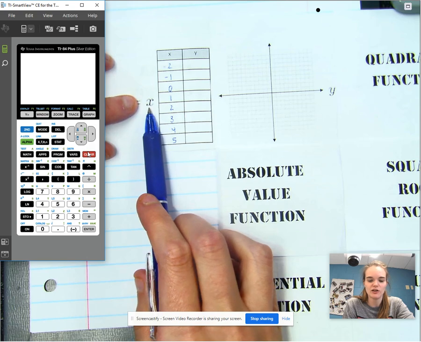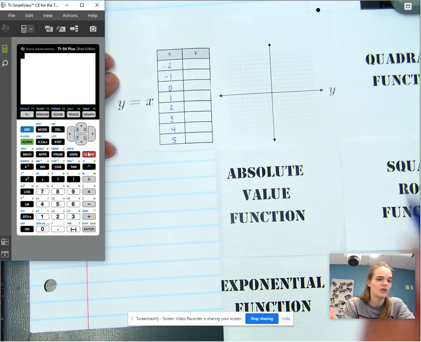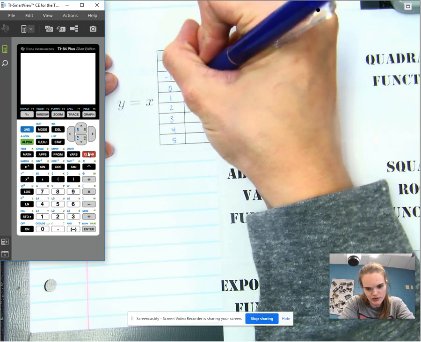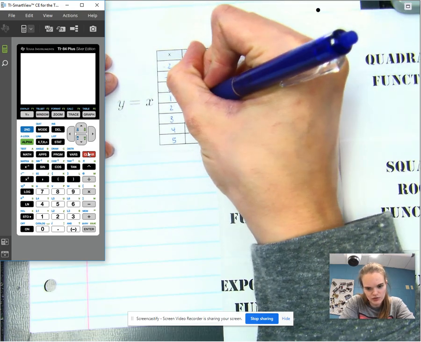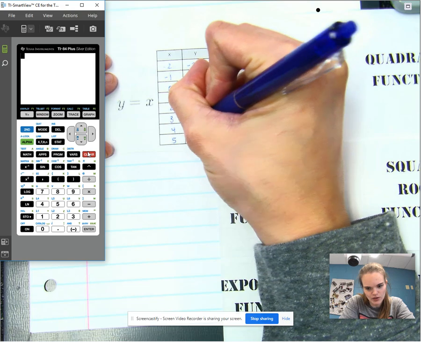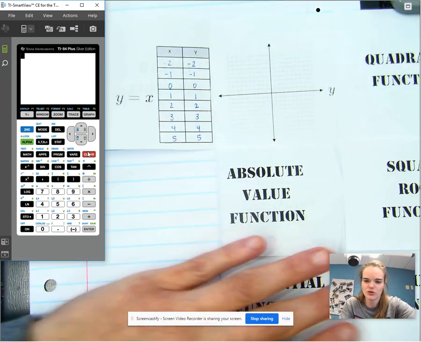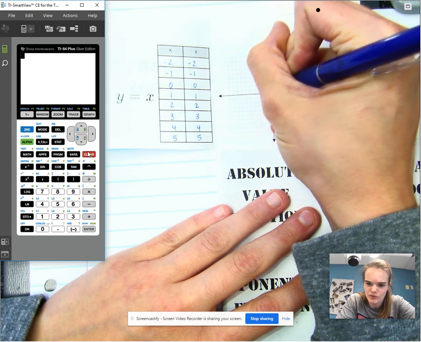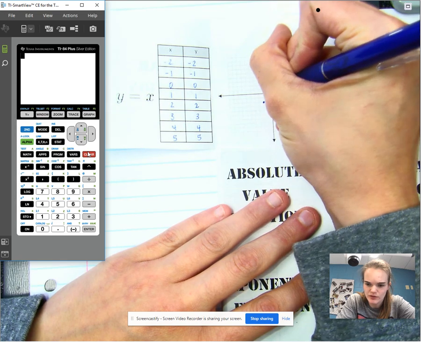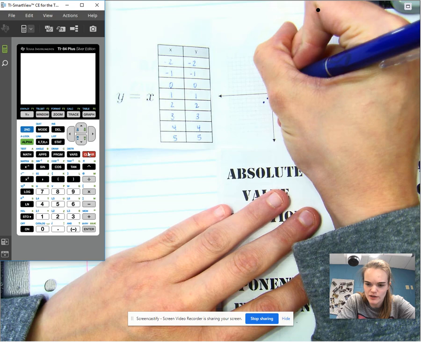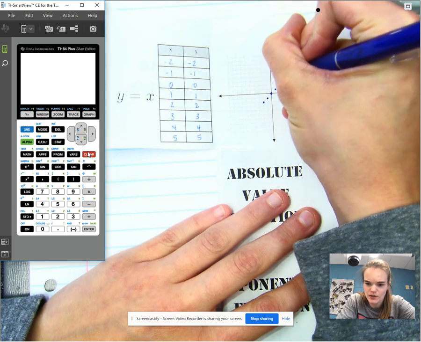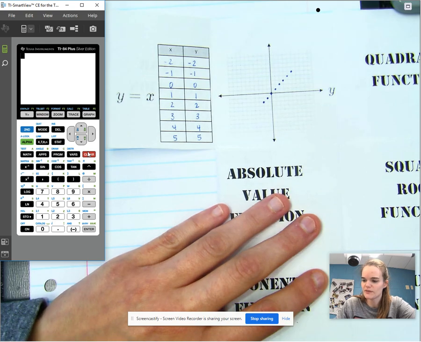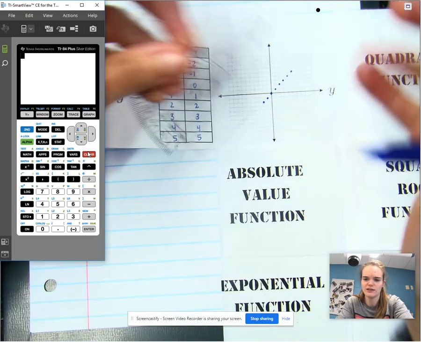All right, so this literally says y equals x. So if I plug in x here, the y is going to be the same value. So -2, -1, 0, 1, 2, 3, 4, and 5. Okay, and I'm going to graph the points (-2, -2), (-1, -1), (0, 0), (1, 1), (2, 2), (3, 3), (4, 4), (5, 5).